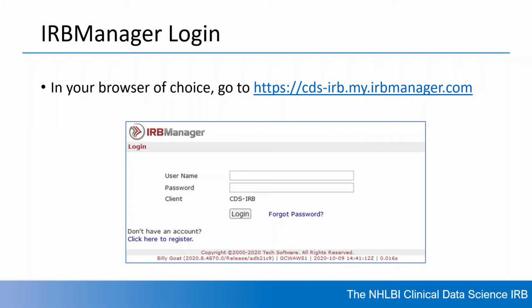IRB Manager Login. IRB Manager may be accessed with any web browser at the following web page specific to the CDS-IRB IRB Manager system: https://cds-irb.my.irbmanager.com. Be sure to bookmark the CDS-IRB login page for future use. Registered users can enter their username and password and click the Login button. In order to register for the first time in IRB Manager, click the link "Click here to register" and follow the prompts. A brief tutorial video is available for first-time users for further information.